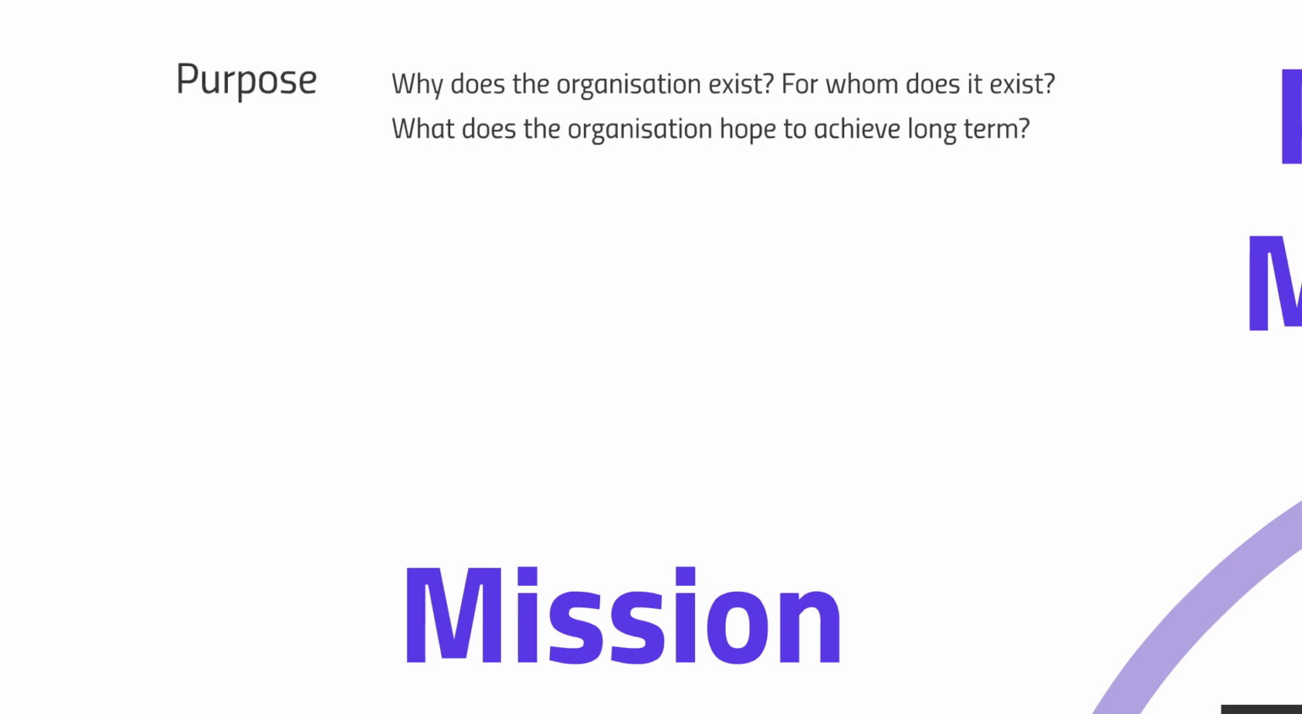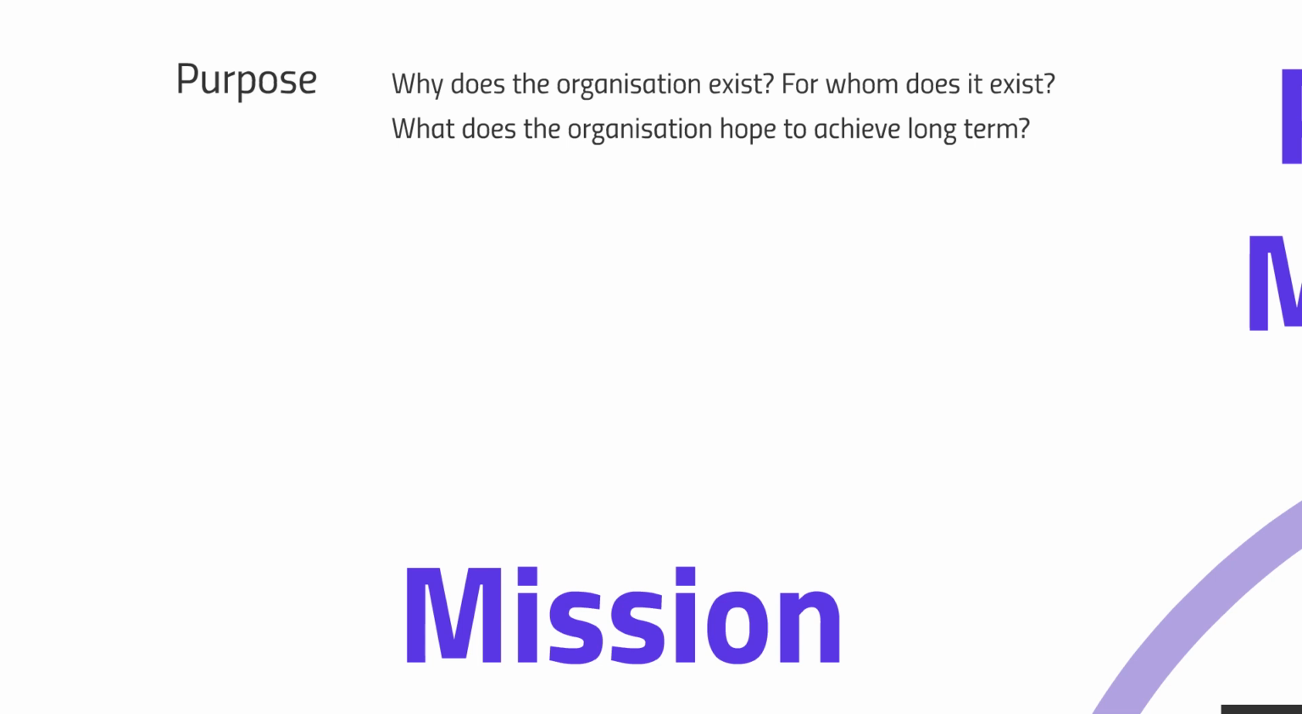So Campbell set out 4 different components of a good company mission. So let's consider how Acellerate might answer Campbell's questions to come up with a mission of its own. So the first question is to do with the organisation's purpose. Why does the organisation exist? For whom does it exist? And what does it hope to achieve in the long term?